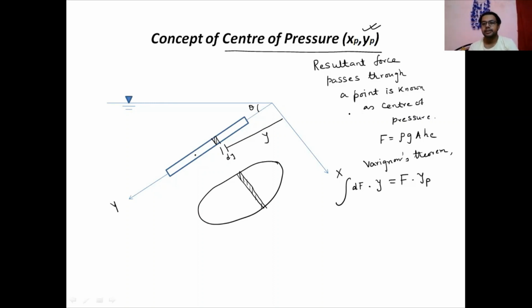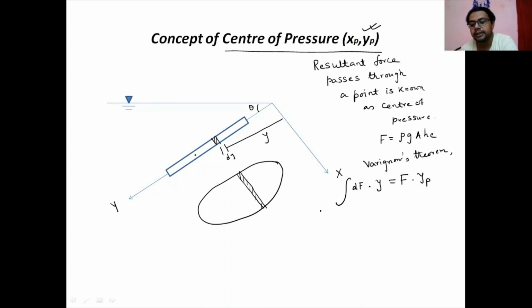So Varignon's theorem is telling that in a system there are a number of forces. About a particular point, the moment of all forces will be equal to the moment of the resultant force about the same particular point, that we are considering here. So the elemental forces about the x-axis, that's why we are putting the integration here.